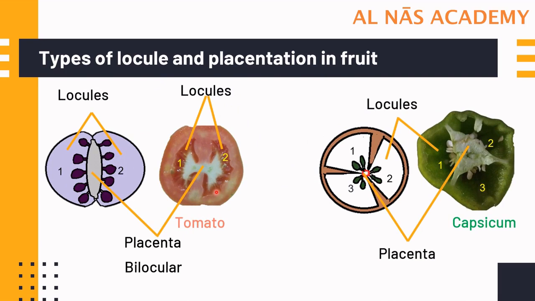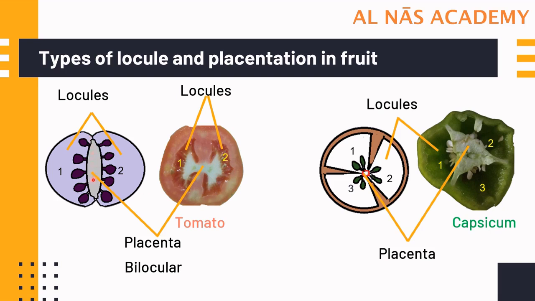It can be trilocular as well. Okay, so the ovary bears the ovules on a specialized part which is called the placenta. This is the specialized part, and it provides nourishment to the ovules. These are the seeds, or these are the ovules.